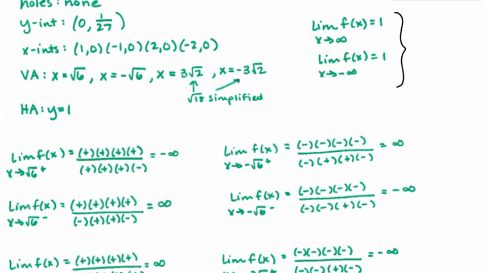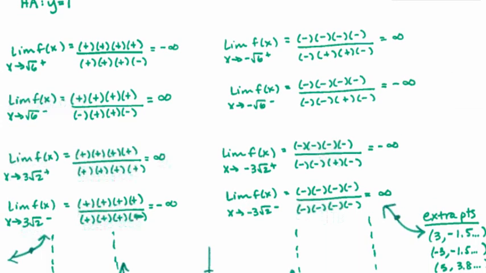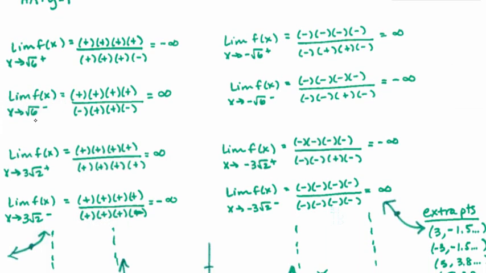And then, oh my goodness, so many limits because we had 4 different vertical asymptotes, and so each one of those has 2 limits. So we have 8 more limits to look at with a lot of signs to analyze. And you might just want to pause the video and look at your work, look at this work, see if you agree with all the signs.